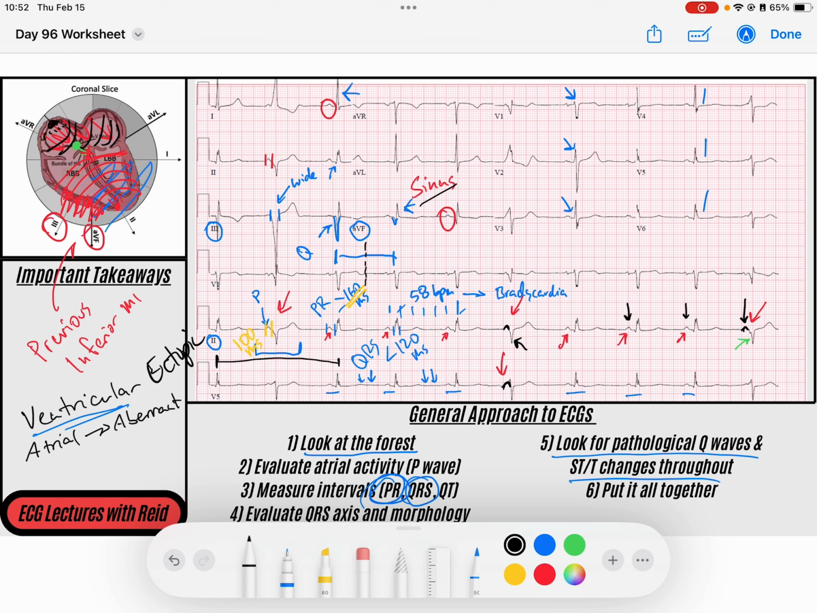We have a sinus bradycardia at a rate of 58 beats per minute. We have evidence of a previous inferior MI with pathological Q waves in leads 3 and aVF. And we have ventricular ectopic beats that occur throughout the strip in 3 different locations. So you could probably say with ventricular ectopy.